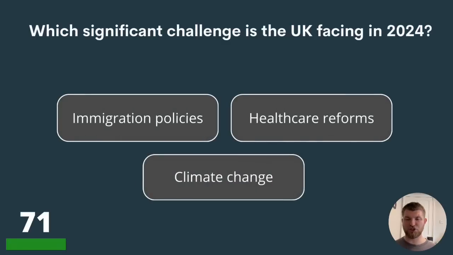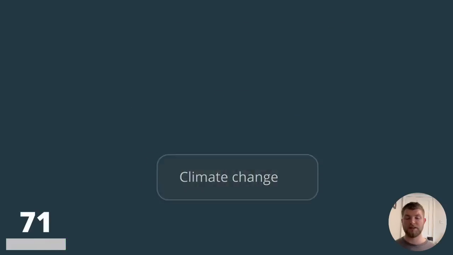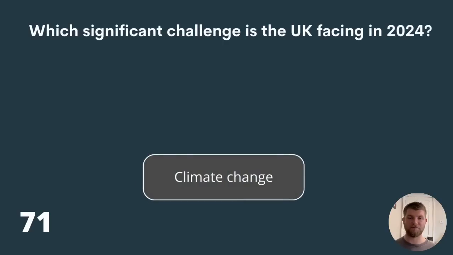71. Which significant challenge is the UK facing in 2024? Immigration policies, healthcare reforms, or climate change? The answer is climate change.